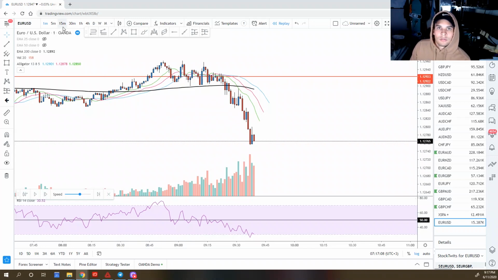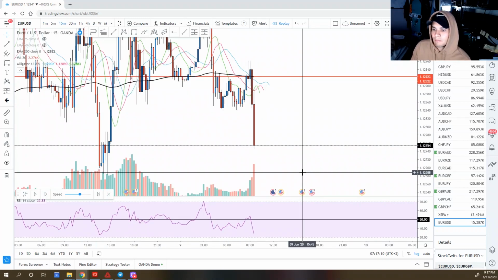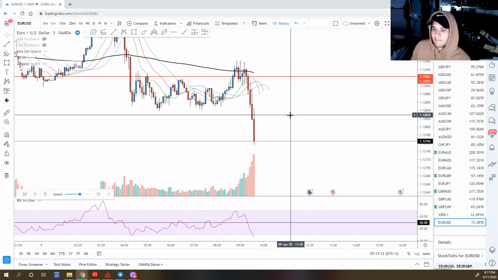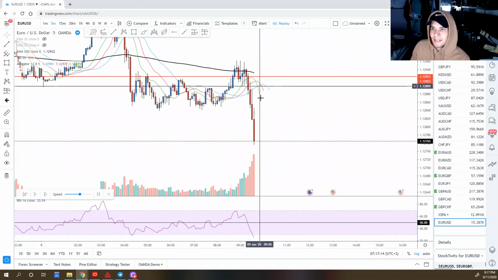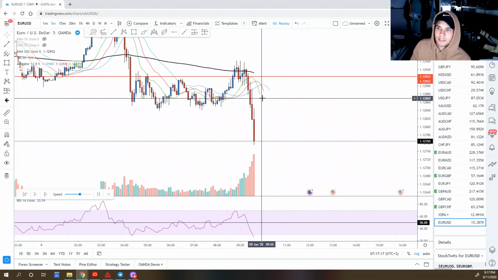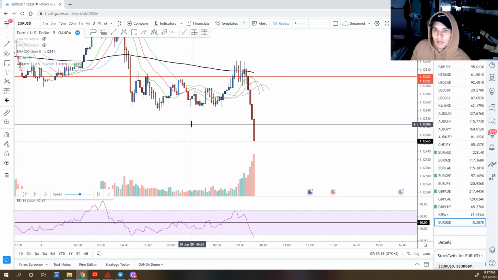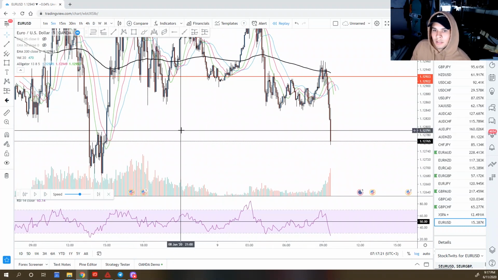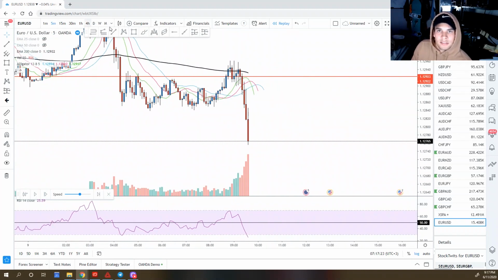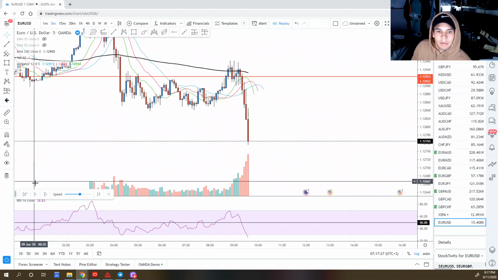That's oversold. 15 minute, I'm sorry, 5 minute is oversold, but it is just crossing over. I think it's just testing that resistance area back there. Let's see what happens.